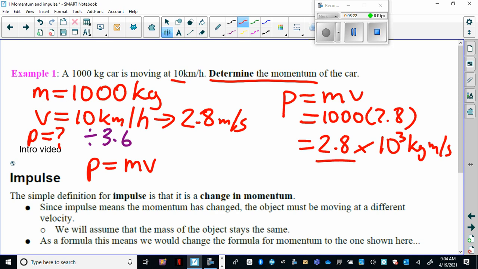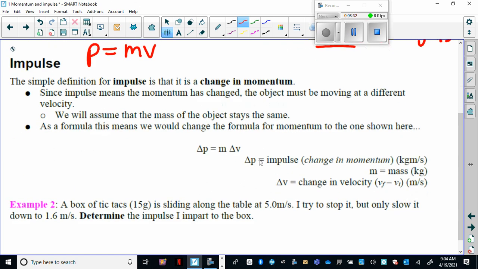So the concept of momentum is a pretty simple one. It gets way more complicated when we move on to impulse. Even though the formula is not any more complicated, the concept of impulse will make you think a wee bit more than momentum. The simple definition for impulse is a change in momentum.